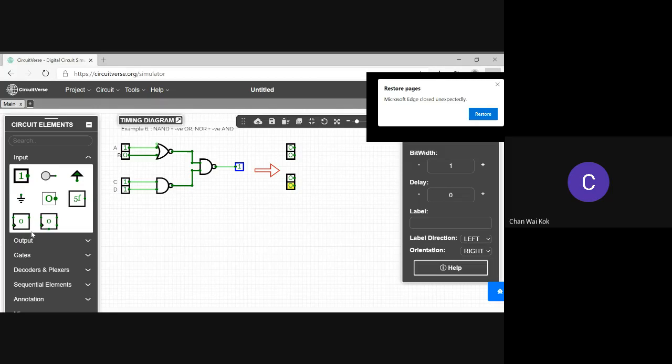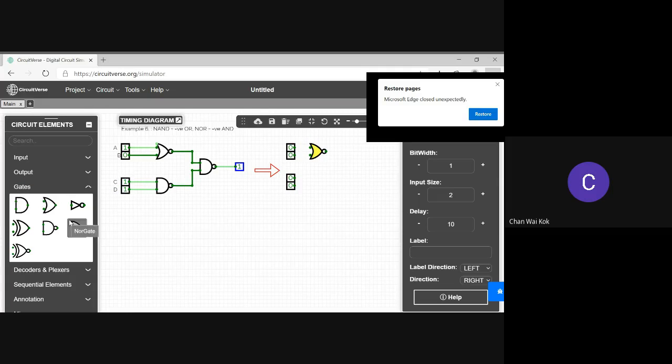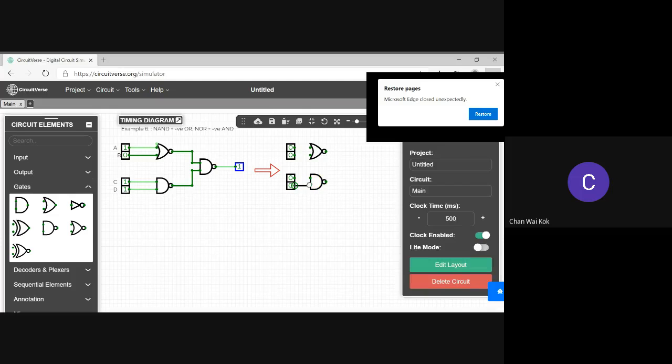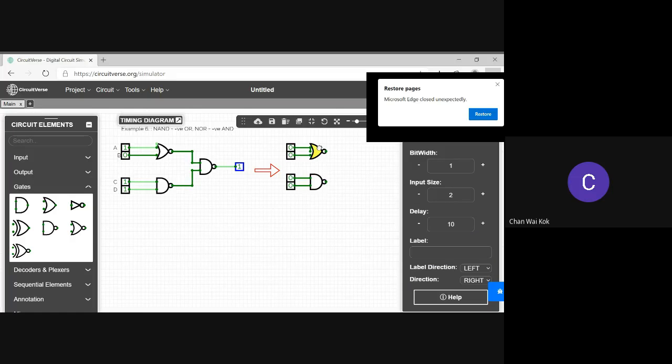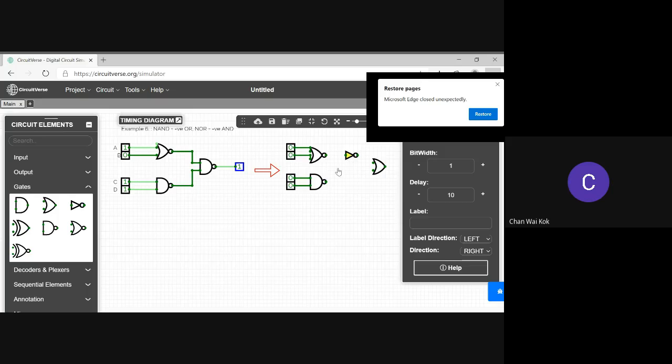Okay, so then we take the gates. So this, and this one. Then we connect it. Okay, then from here we put in an OR gate. But then it says NAND equals negative OR, isn't it? So there's no negative OR gate, so we put an inverter here. Okay, so connect.